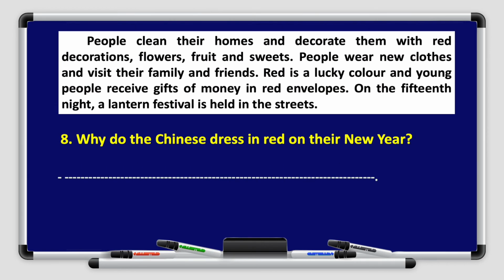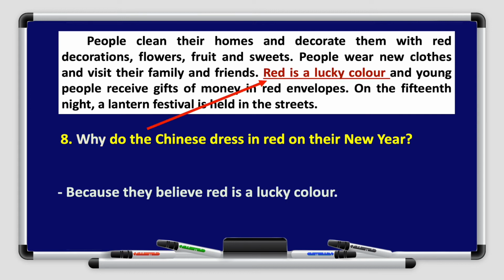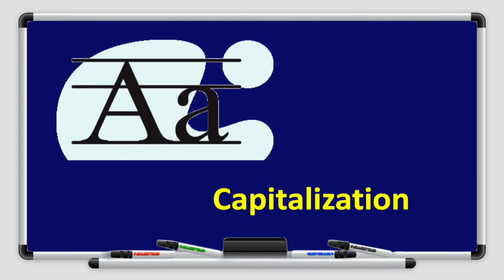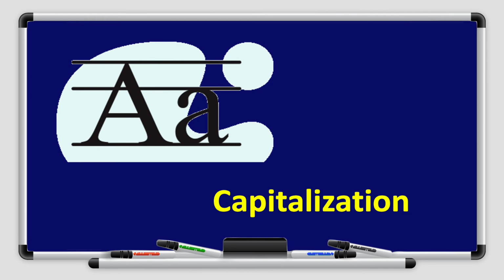8. Why do the Chinese dress in red on their New Year? Red is a lucky color, it says, and that is highlighted. So because they believe red is a lucky color. So now we just finished reading the passage or the text.